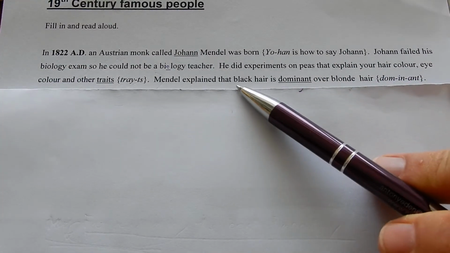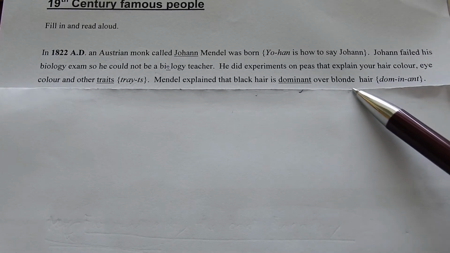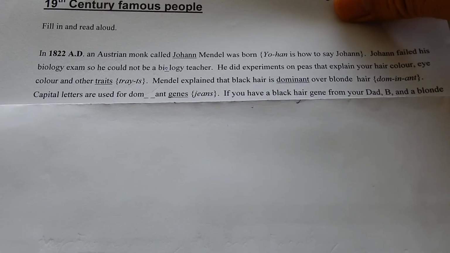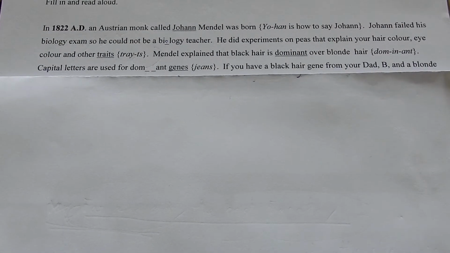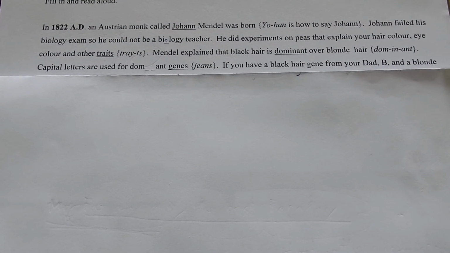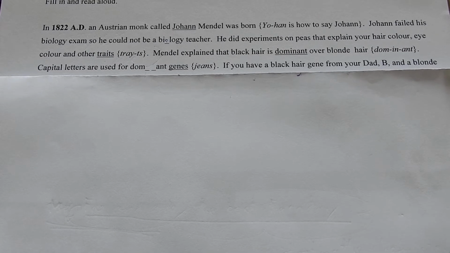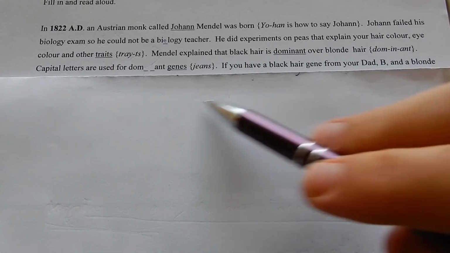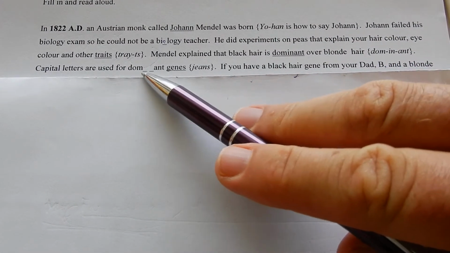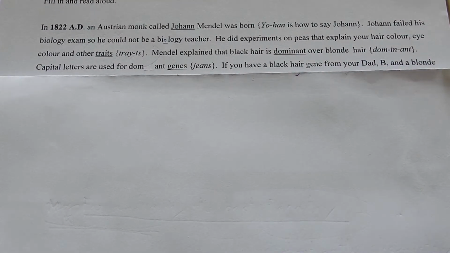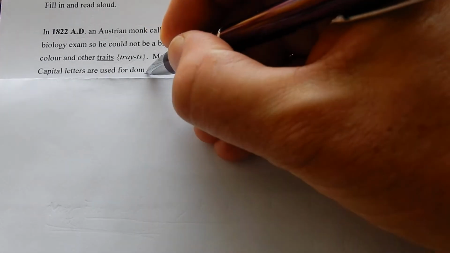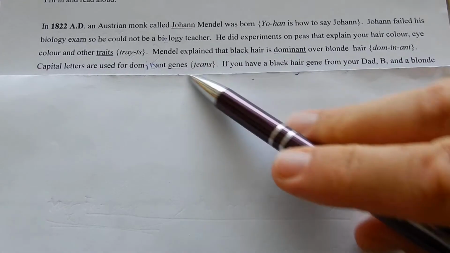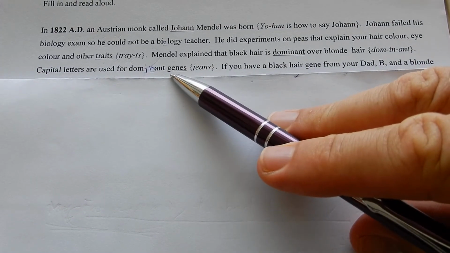Traits. Mendel explained that black hair is dominant over blonde hair. Dominant. Yeah, if your mum's got black hair and your dad's got blonde hair, you'll have black hair. If your dad's got blonde hair and your mum's got black hair, you'll have black hair. Black hair always wins. Capital letters are used for dominant genes. Dominant means, you know, I'm going to tell you what to do. Genes is how to say genes.